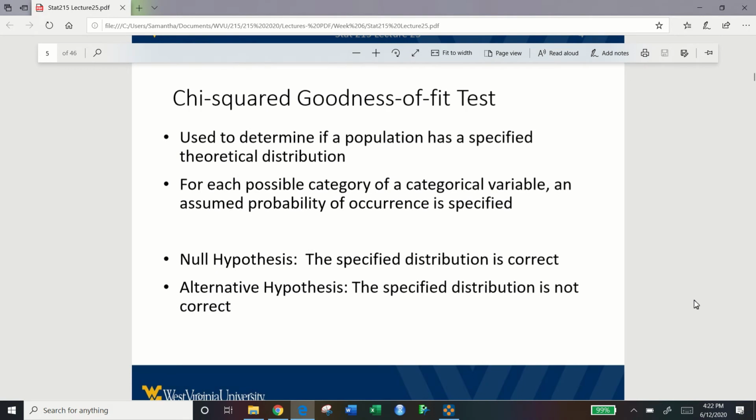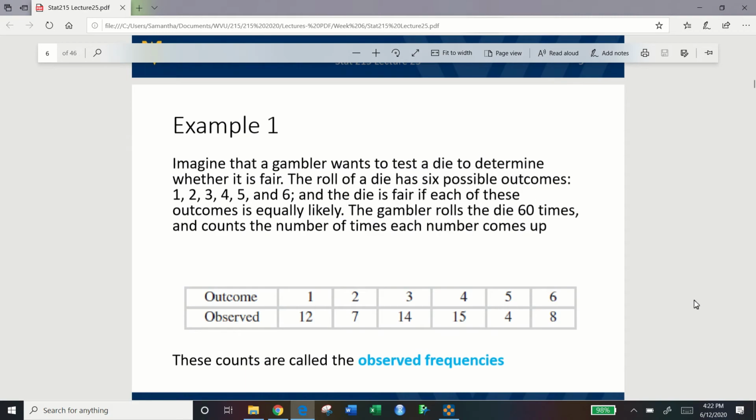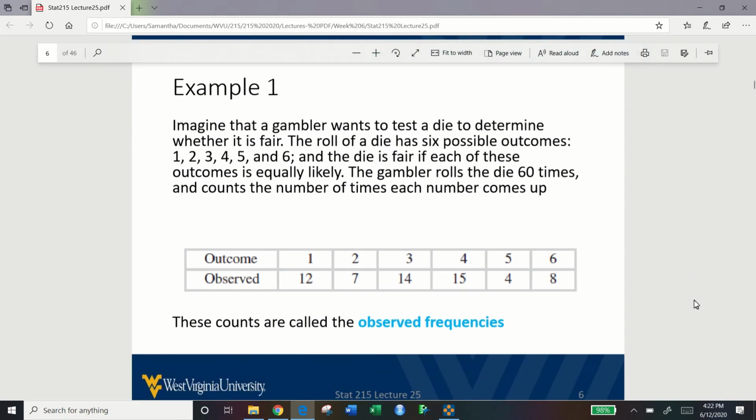In the chi-squared goodness of fit test, we use this to determine if a population has a specified theoretical distribution. For each possible category of a categorical variable, an assumed probability of occurrence is specified. Our null hypothesis in this test will be the specified distribution is correct. The alternative hypothesis is that the specified distribution is not correct. Let's take a look at an example.